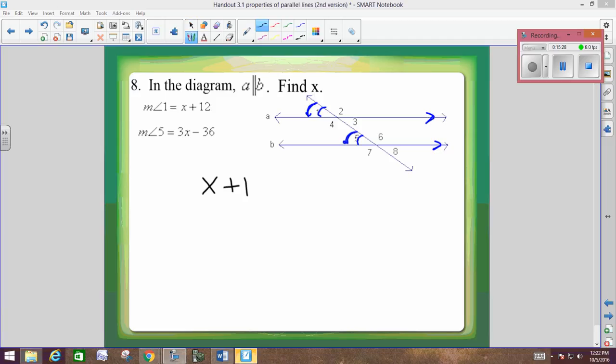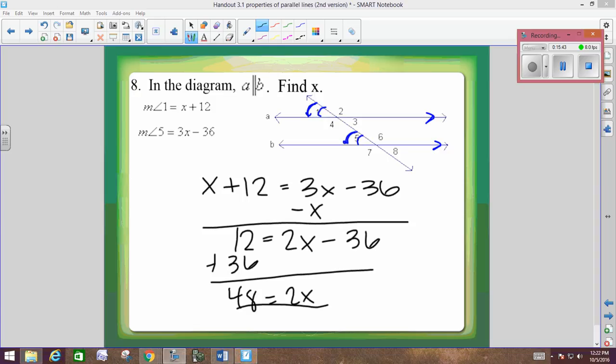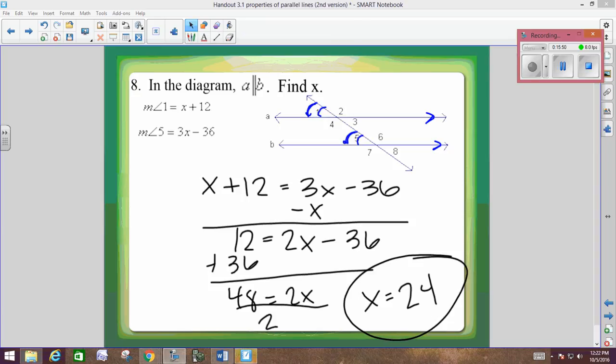X plus 12 equals 3x minus 36. Here come your algebra skills from last year. Subtract x over, add 36 to the left, and you get 48 equals 2x. Divide everything by 2, and what's x equal? 24. Questions? All right.